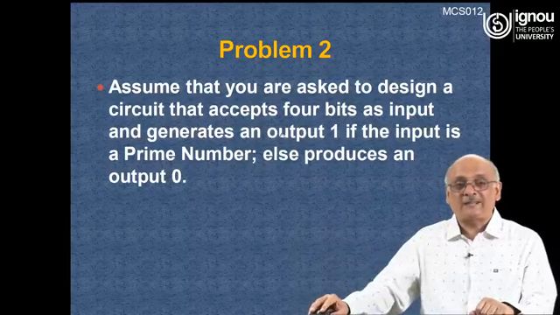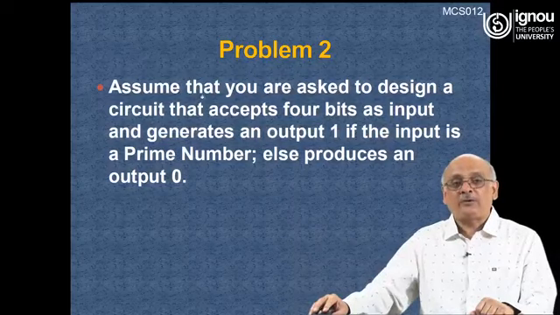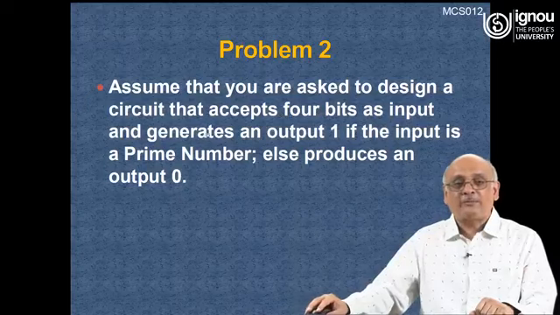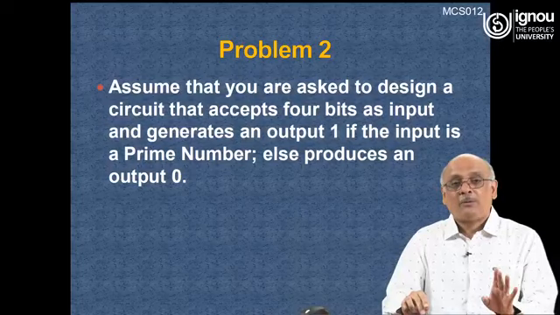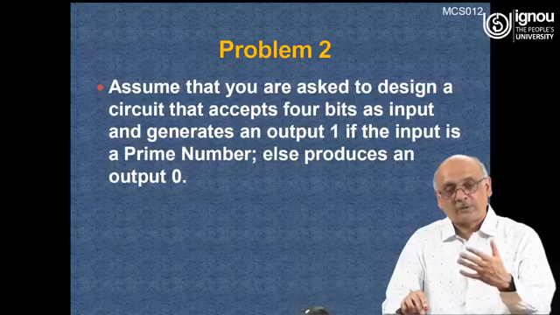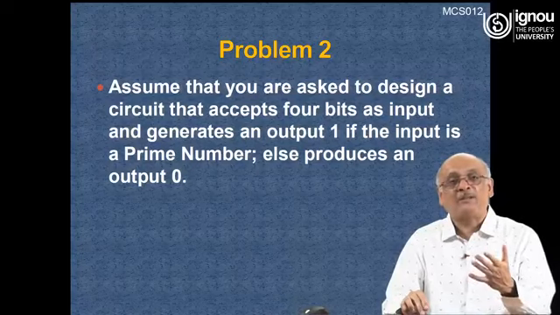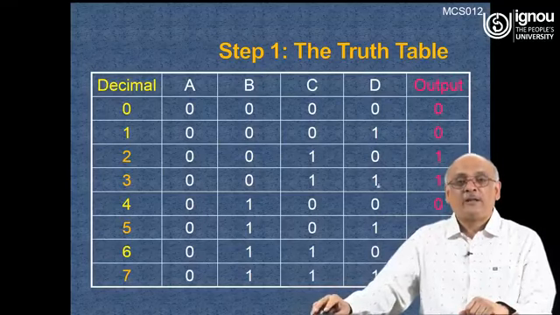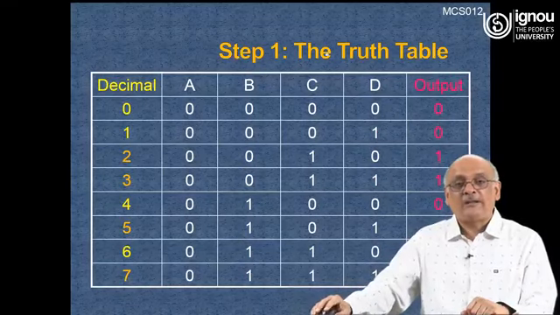Once again, this is also a slightly hypothetical problem, but let's assume that you are asked to design a circuit that accepts 4 bits as input and generates an output 1 if the input is a prime number, else produces an output 0. Once again, for simplicity we have used numbers from 0 to 15 only, and we can create different programs for prime numbers and even numbers, right? But for the sake of it, how we can do the similar thing using hardware.